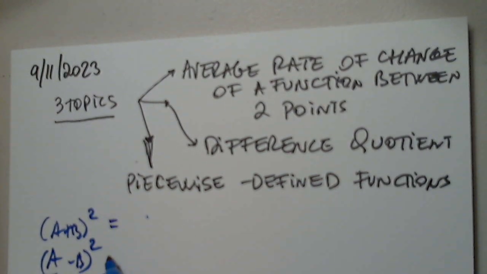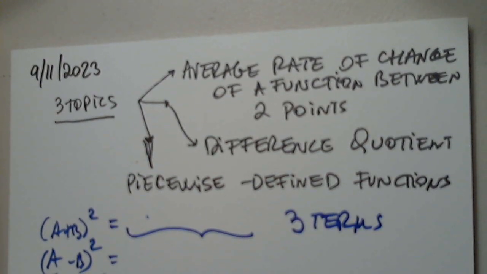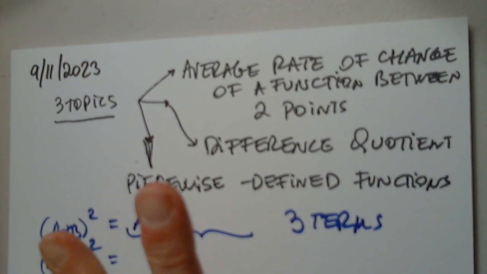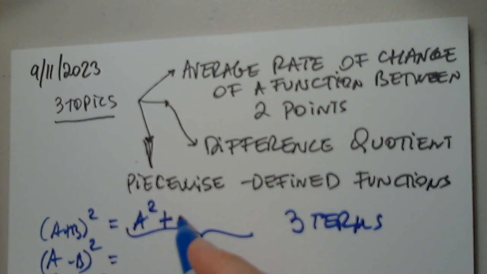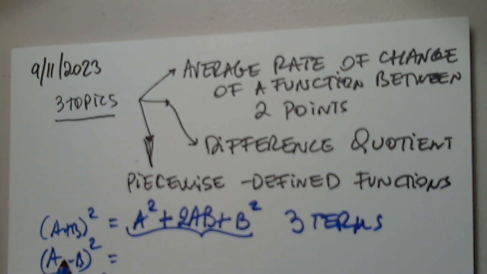Mm-hmm. Good. So this is a binomial squared, and this will always have 3 terms. So the first term squared plus 2 times the first times the second, and plus the second term squared. The a minus b squared is exactly the same, but has minus in the middle. So it will be a squared minus 2ab plus b squared. And this is something called the difference of squares. So it's a squared minus b squared.